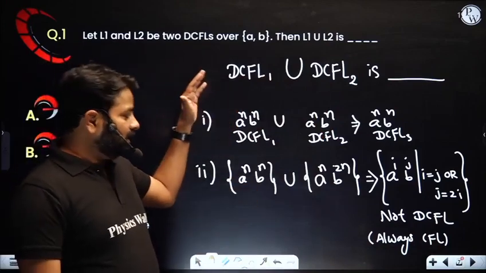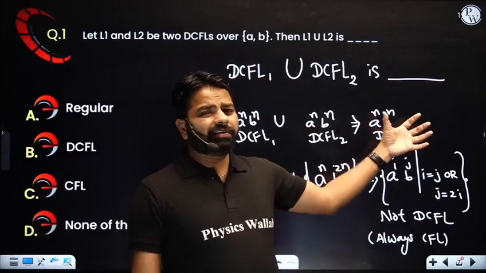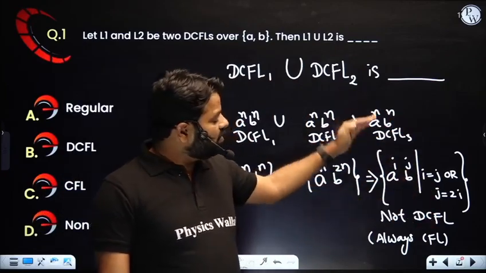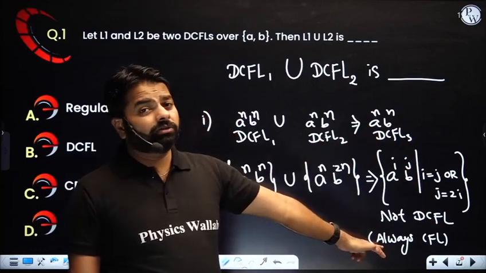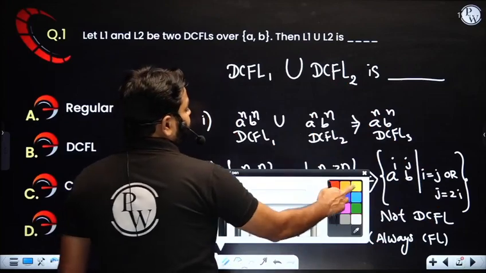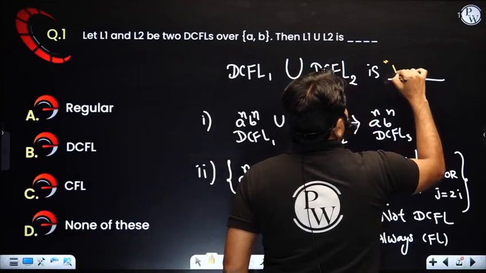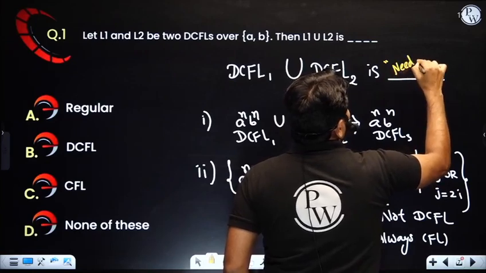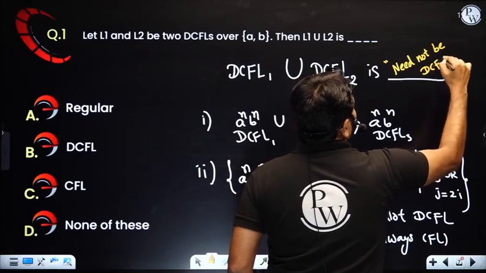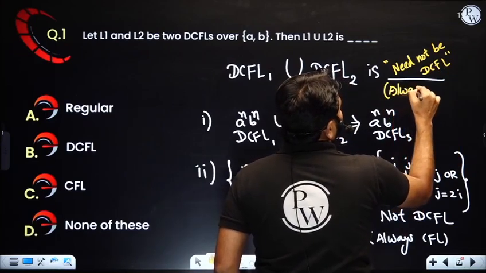Indirectly, by combining these two statements, what you can say is that sometimes it is DCFL, sometimes not DCFL, but whether it is DCFL or not DCFL, the answer is always CFL. How did you get the conclusion? We know the answer need not be DCFL. That's true. But it's guaranteed to always be CFL.